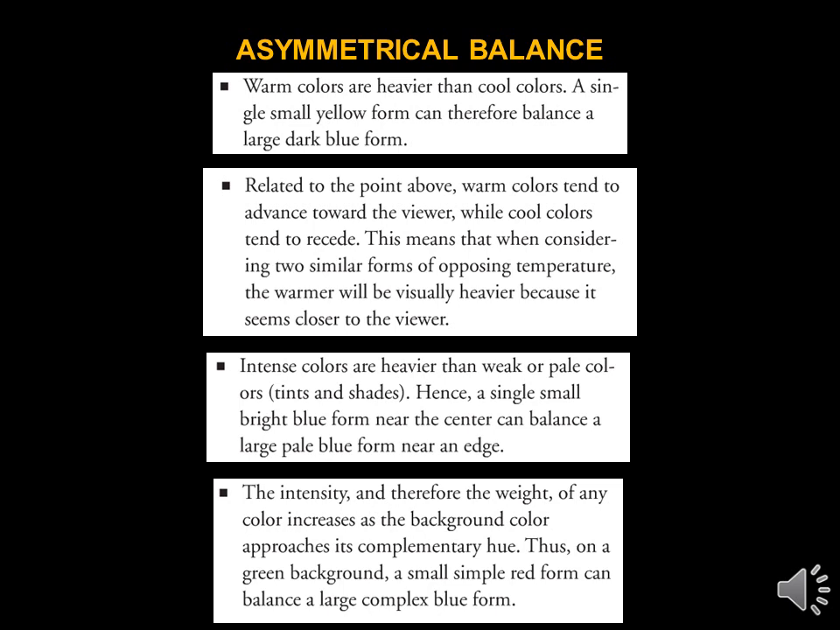Intense colors are heavier than weak or pale colors, which are tints and shades. Hence, a single small, bright blue form near the center can balance a large, pale blue form near an edge. And lastly, the intensity and therefore the weight of any color increases as the background color approaches its complementary hue. Thus, on a green background, a simple red form can balance a large, complex blue form.